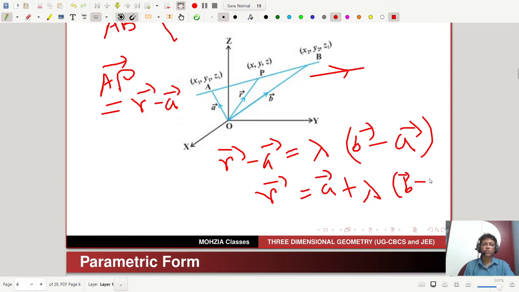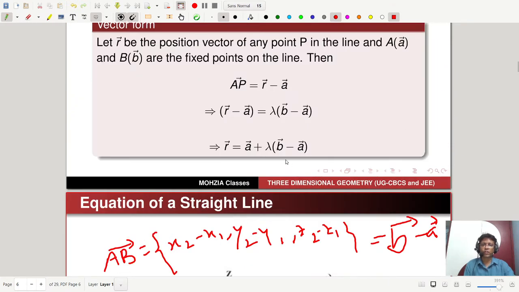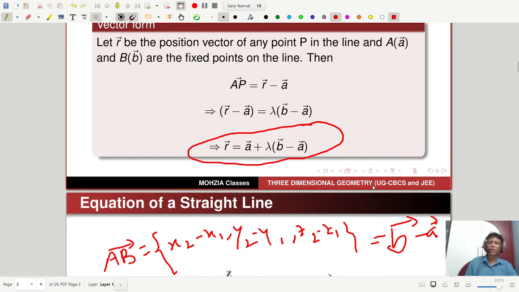Lambda is a scalar. So this is the vector equation of a line passing through two given points. You look at that, this is the expression we just proved. So it's very simple. You can convert your Cartesian result to vector, or your vector result to Cartesian. If you want to convert this to Cartesian, then just replace your R by x, y, z, that is the Cartesian coordinate components, A by x1, y1, z1 and B by x2, y2, z2, and you will get the Cartesian form of the line.